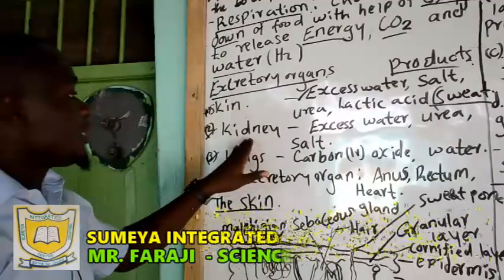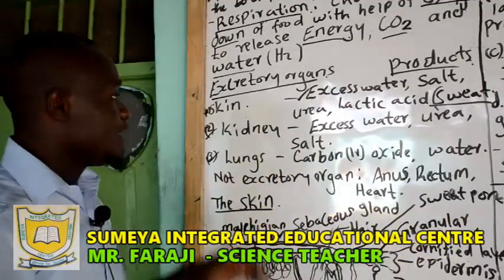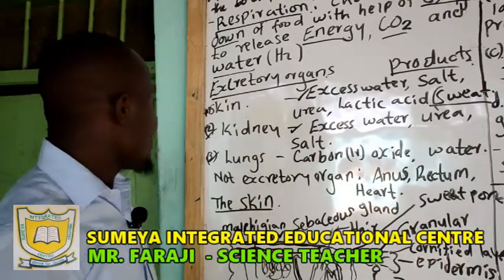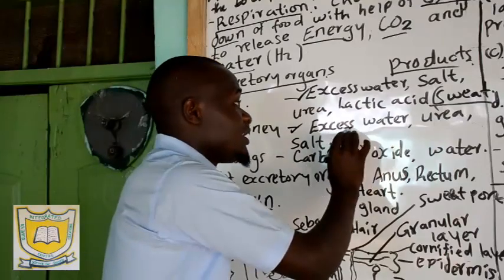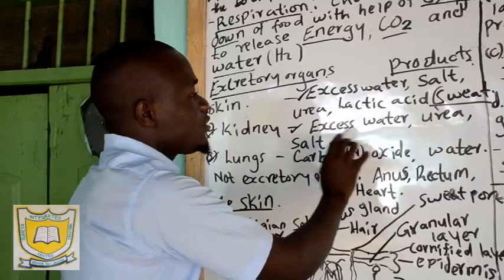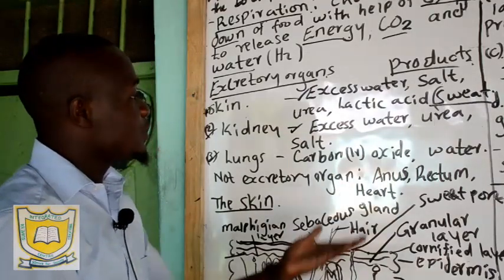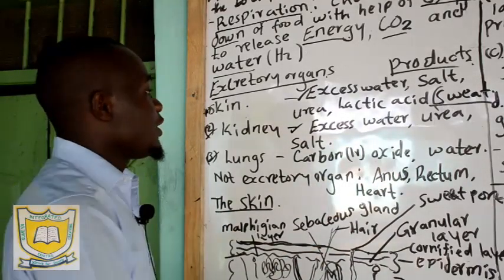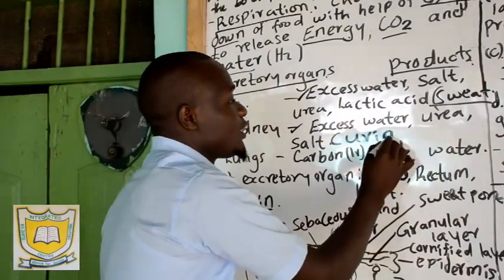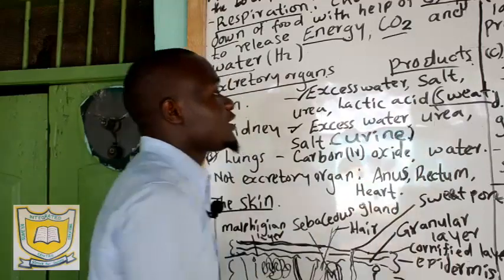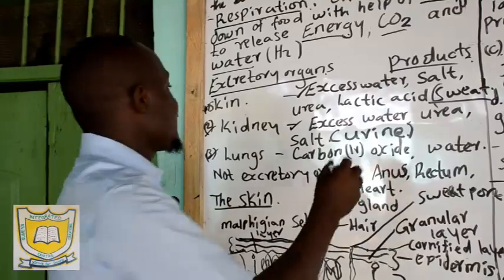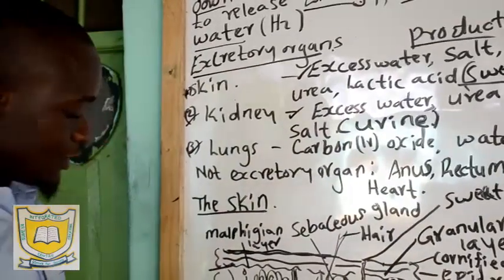Now we move to the excretory products in the kidney. In the kidney, we have 3 main excretory products. Number 1 is excess water, then we have urea and salt. When somebody goes to urinate, he or she brings out what we call urine. The combination of excess water, urea, and salt gives us urine. Those are the excretory products in the kidney.